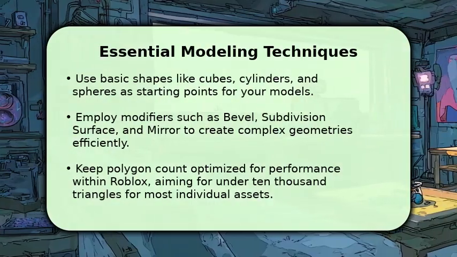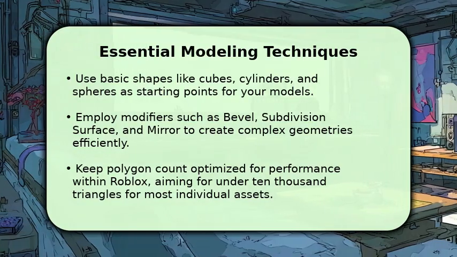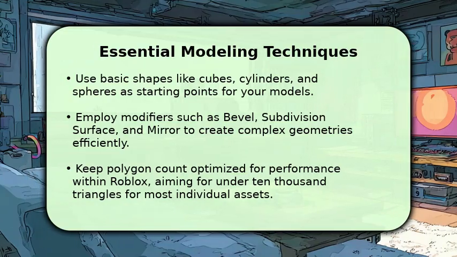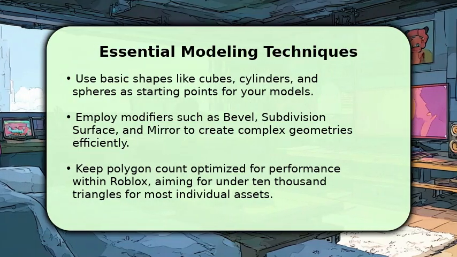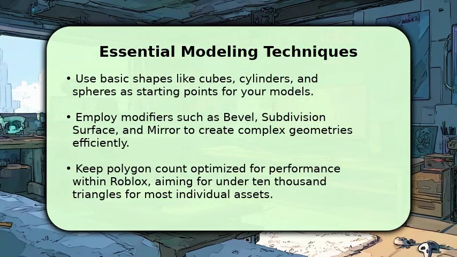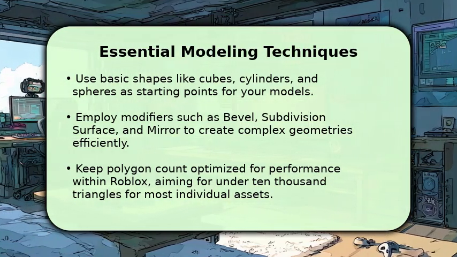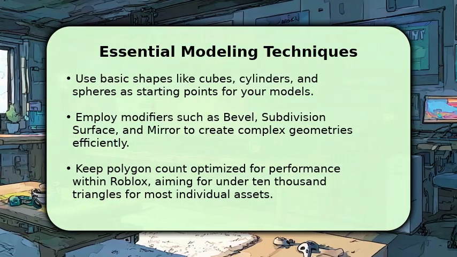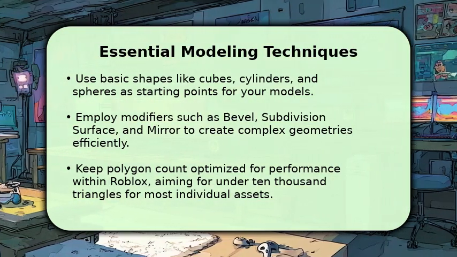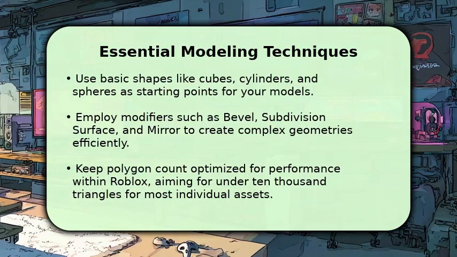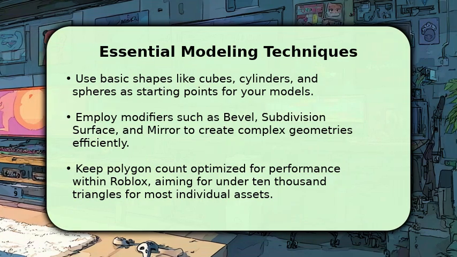When modeling, begin with basic shapes like cubes or spheres, then refine them. Utilize powerful modifiers such as bevel or subdivision surface to craft intricate geometries efficiently. Always keep your polygon count optimized for Roblox's performance. Aim for under 10,000 triangles for most individual assets to ensure smooth gameplay and loading times within your experiences.